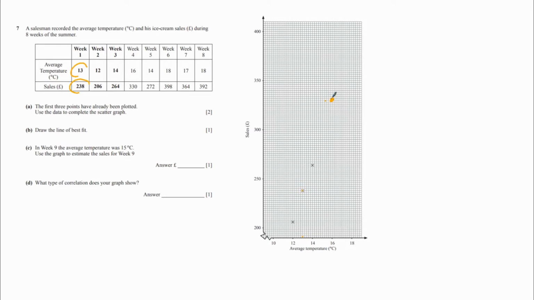Then on week 5, again 14, but this time the point is 272. We just need to consider that 5 of these grids represent 10. That's very important when we look at this sort of scatter graph. So on 14, 272 would be: 250, then another 5 to be 260, another 5, 270, then another 1, 272, because each 1 represents 2. So from here on 14, I need to go 5 and 5 and 1 more, so that is 272.